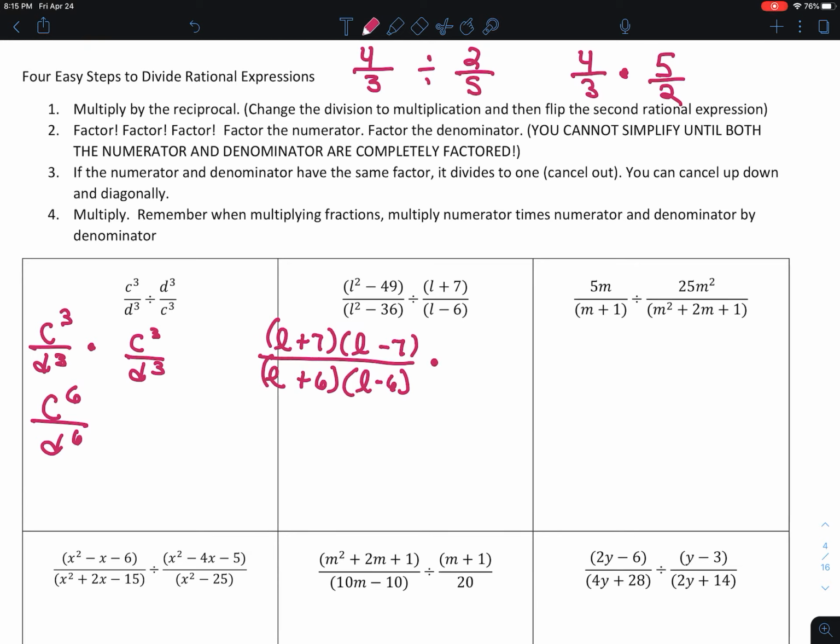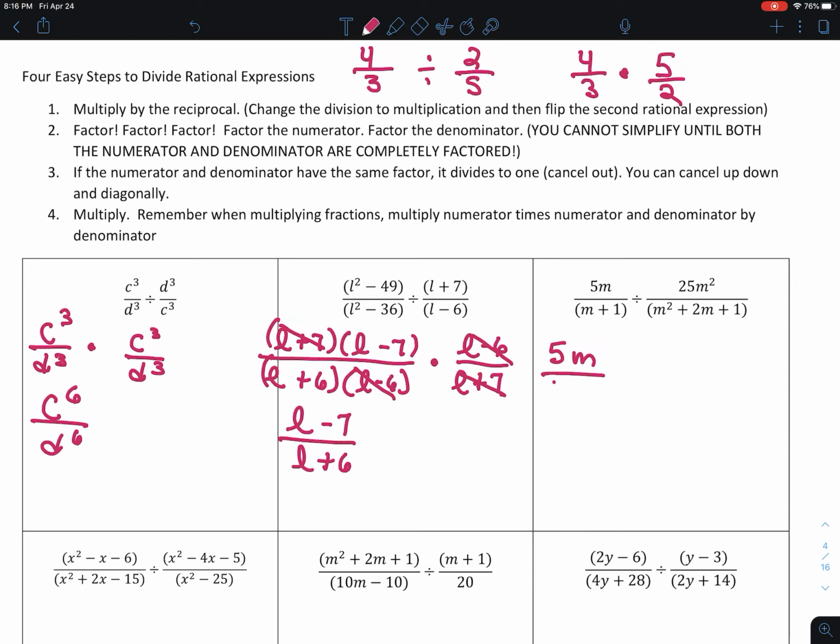And then I'm going to change that to multiplication, and then I'm going to flip these, and it's going to be L minus 6 over L plus 7. And we're already seeing the L minus 6 cancels, the L plus 7 cancels, so I'm left with L minus 7 over L plus 6. So we keep the first one the same, and we change it to a multiplication problem, which we already learned to do in the previous video.